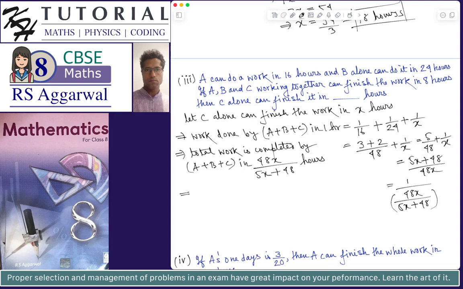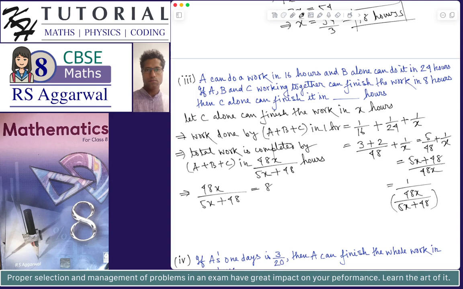Now it is given in the problem that A, B and C working together can finish the work in 8 hours. So we can say that 48x divided by 5x plus 48 should be equal to 8. This is a linear equation in x and we should solve for x.